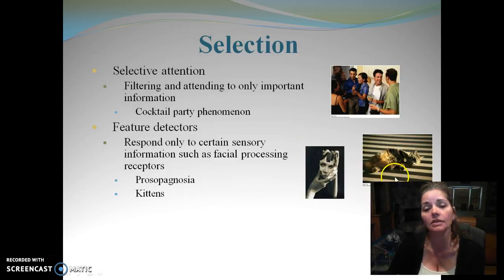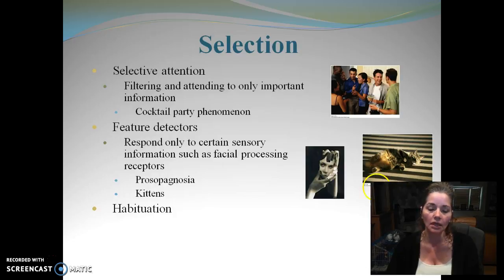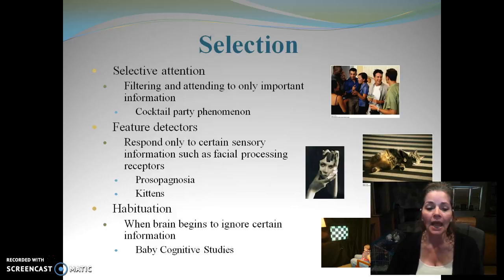Additionally, you have kittens that are raised in environments in which they don't see horizontal lines, and it really skews their perception and their ability to function in an adaptive way in that environment.